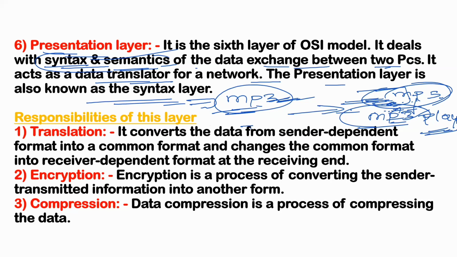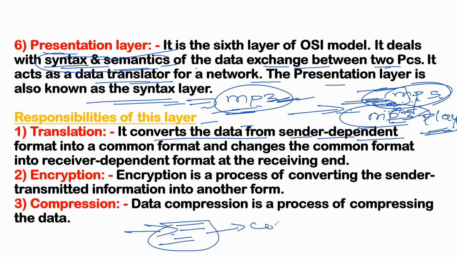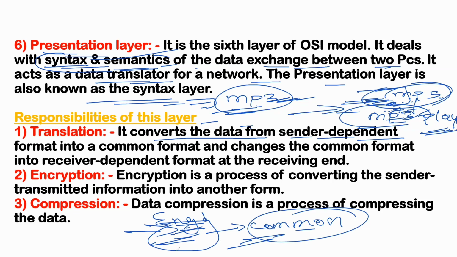One is translation. Translation means it converts the data from sender dependent format. Suppose you have a file, an English file, Hindi file, or any file; it is sender dependent. It will convert it into a common format. The system does not understand English or Hindi, so it converts into binary format, because a computer system understands binary.